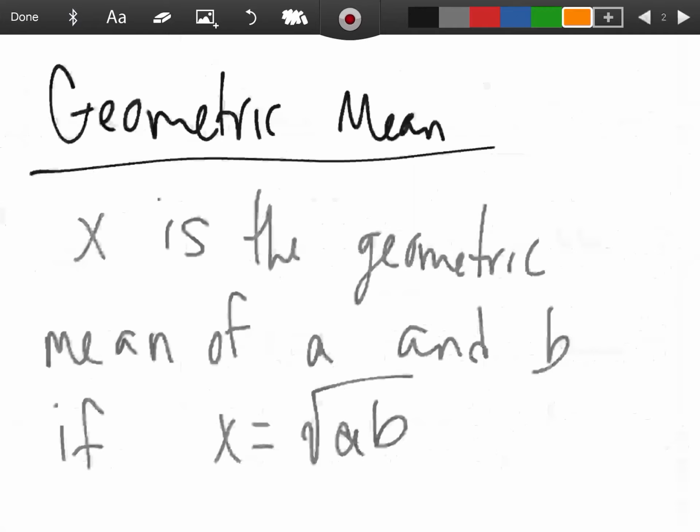All right, so as we jump right into this, let's start off just by understanding what the geometric mean is. So for a number, which we will call x, that number is the geometric mean of two other numbers, a and b, if x is equal to the square root of a times b.